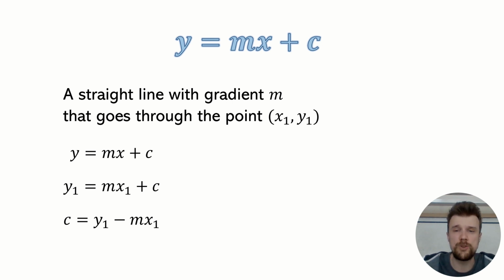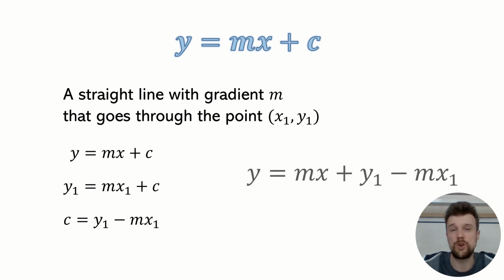Therefore, once you've got the value of the plus c, you can place it in that structure of y equals mx plus c to get the equation of the straight line as y equals mx plus your value of the plus c, which was, as we said, y1 take away m lots of x1. So that's the first method.